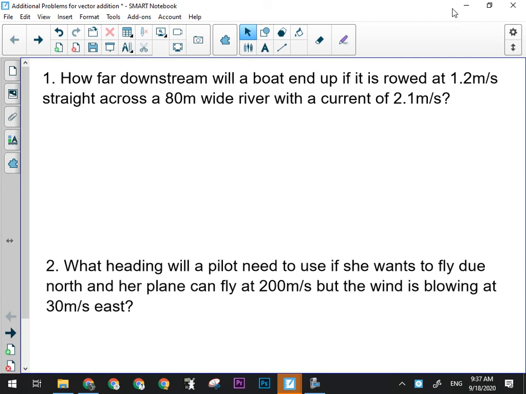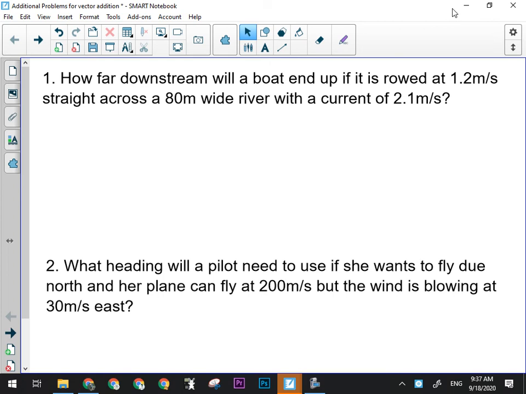If I'm rowing and I'm aimed directly across the river, am I going to end up directly across the river? I'm going to end up downstream. My vector's straight across, but the river's flowing at the same time. So I might be rowing straight across, but I'm not going straight across. I'm going to be going at an angle downstream because the current's going to push me.